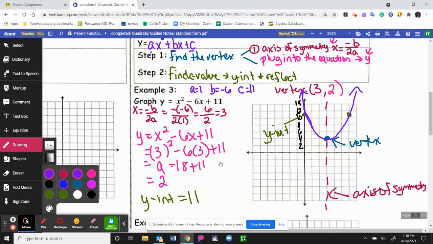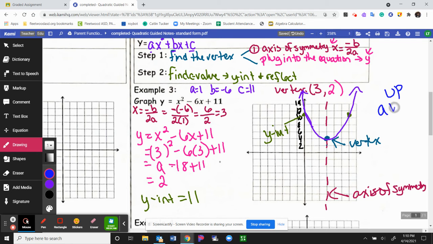This graph is facing upward. It is up because my A value is positive. So I know that it's facing upward, meaning my vertex here is a minimum because it's at the bottom of the graph. And my minimum value there is going to be, oh, that did not work out, did it? Oh no.